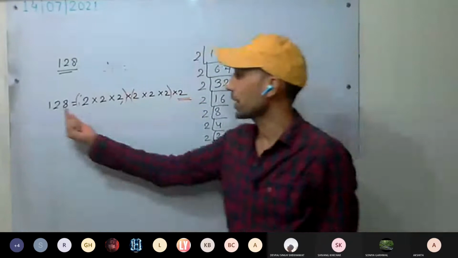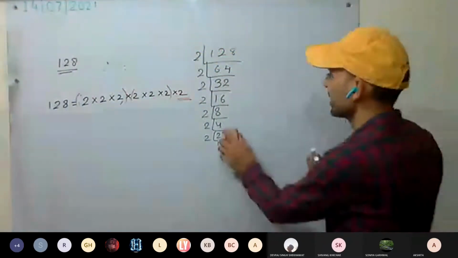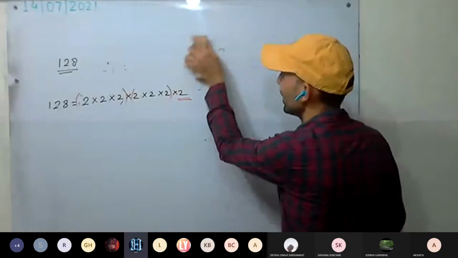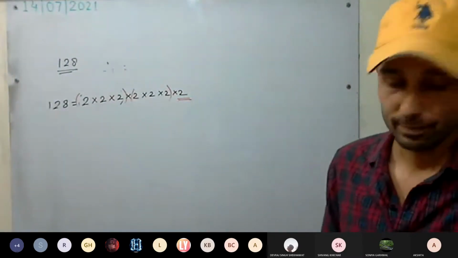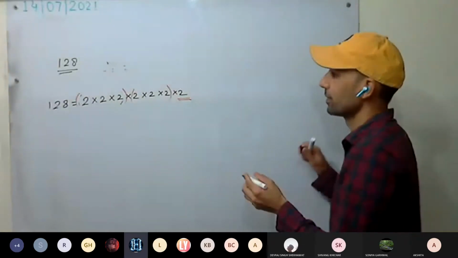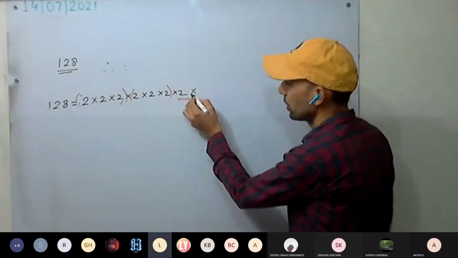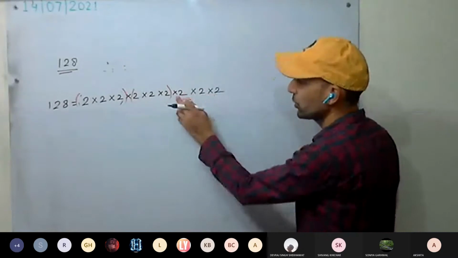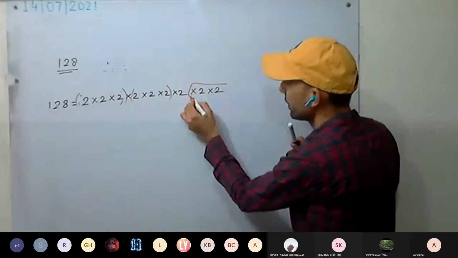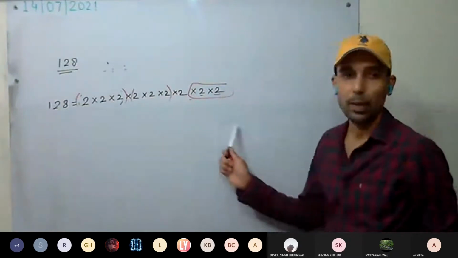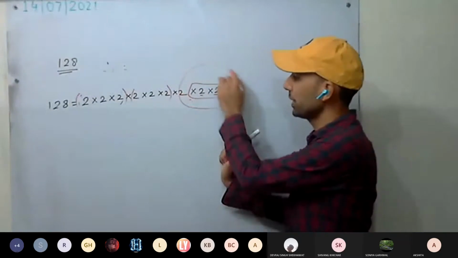For example, if I have to make this a perfect cube, by what should it be multiplied? Think and answer. By 2 into 2, because we have to form triplets. It means by 4 we have to multiply, so that we get a triplet of this as well.